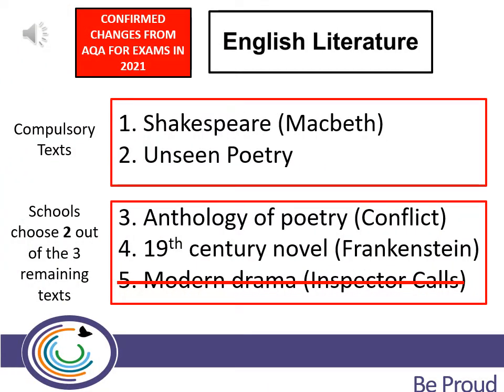AQA have now confirmed there are slight changes to the English Literature GCSE to take into account the period of lockdown. Schools have the option to drop one of the 5 elements of the literature qualification. There'll now be 2 texts that are compulsory for all students, which are Shakespeare and unseen poetry. So for us, that will be Macbeth.